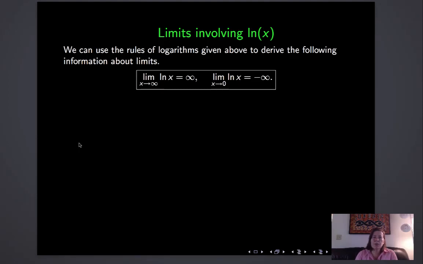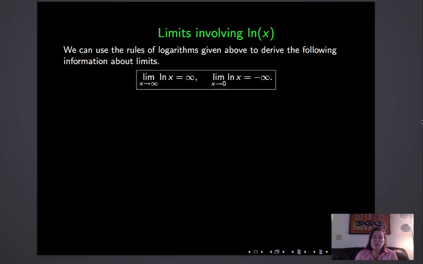In this video, we're going to look at limits, derivatives, and integrals involving the function y equals the natural log of x. We can use the rules of logarithms that we've derived in the last section to prove the following two limits. The limit as x goes to infinity of the natural log of x is infinity, and the limit as x goes to 0 of the natural log of x is minus infinity.